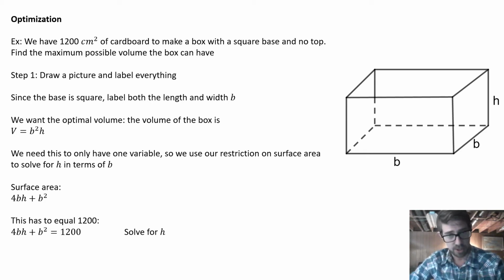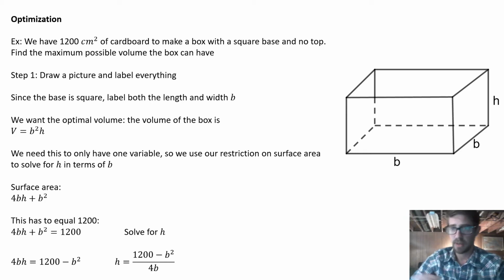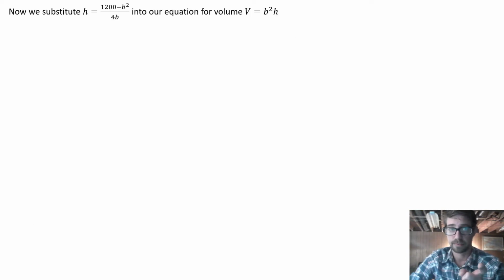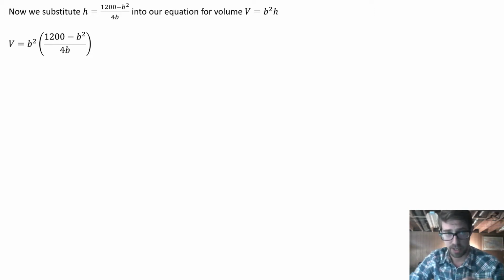So we take that restriction, and we do a little bit of algebra, and we solve that thing for H. Subtract B squared from both sides. Divide by 4B. And that's what we get. So that's our relationship between the height and the base. H is 1,200 minus B squared over 4B. We're going to stick that into the equation for volume. That way, we won't have an H in there anymore. We'll just have B's. That's what that looks like.